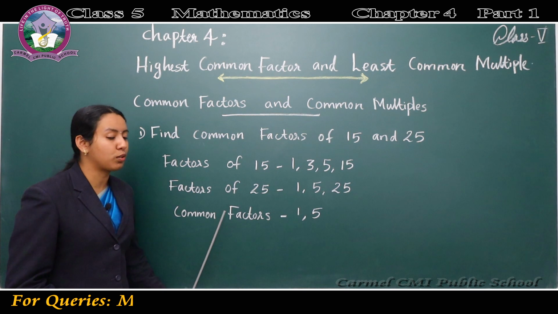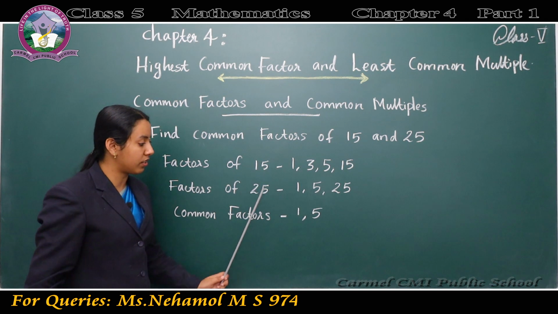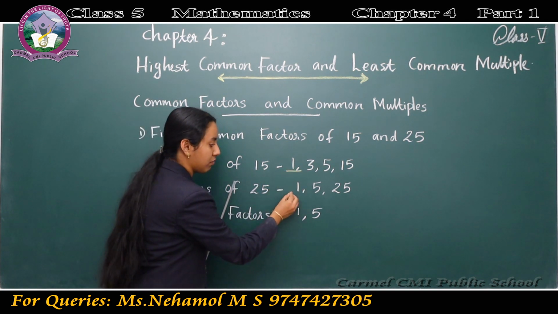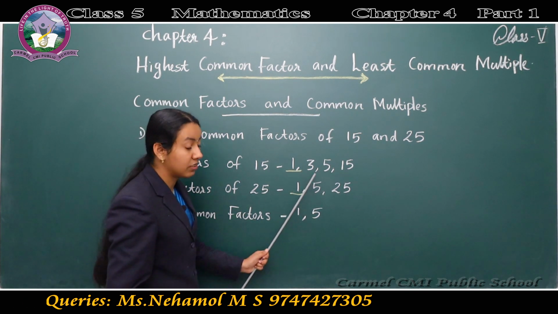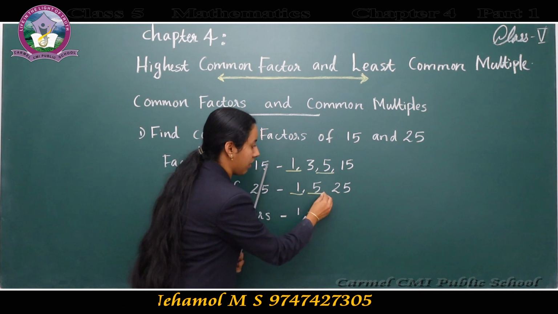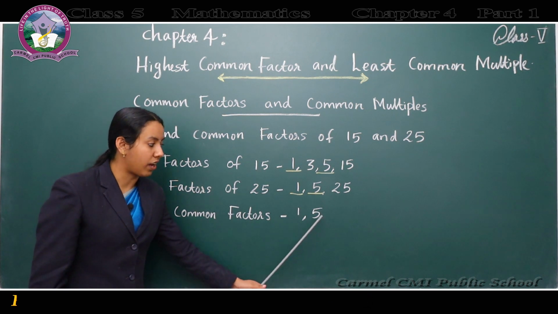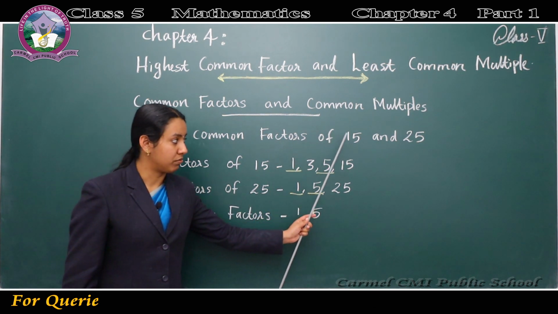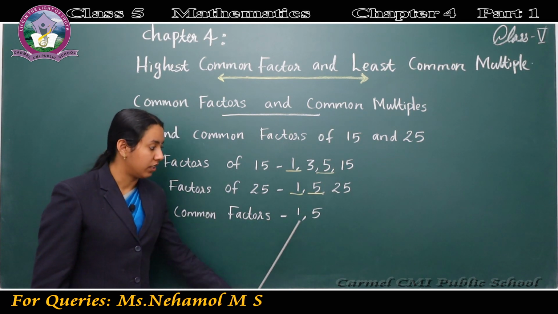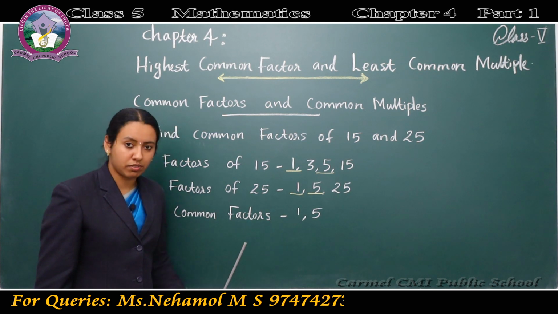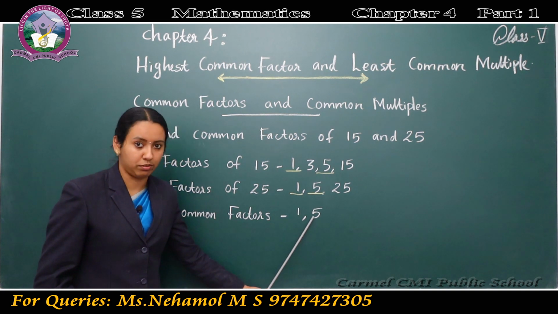Then we have to find common factors, that means common in both these two cases. Which are the common factors? 1 is here, 1 is here, so 1 is a common factor. Then, next number 5. 5 is here, 5 is here, so 5 is also a common factor. 1 and 5 are the common factors of 15 and 25. And which is the highest common factor? That is 5. 5 is greater than 1. So, the highest common factor, or HCF, is 5.